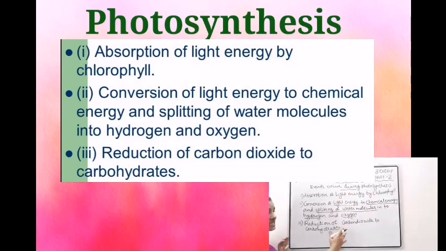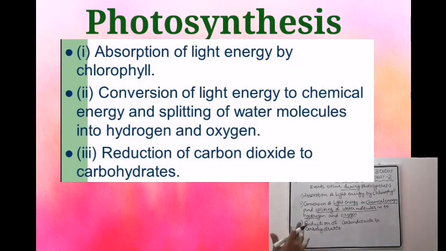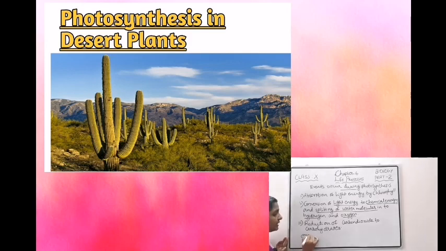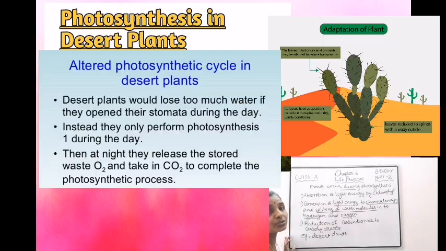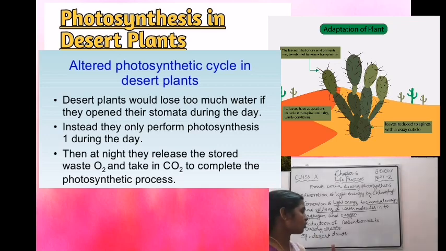But these three steps need not take place one after the other immediately. For example, in desert plants, you know that their stomata are closed during daytime. Why? Because in order to avoid excess transpiration. Otherwise, if the stomata are open, then an excess amount of water will be lost. So in desert plants, the stomata close during daytime and open only during night.